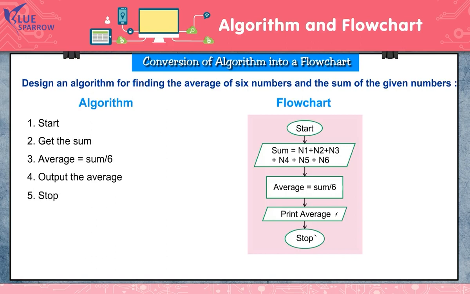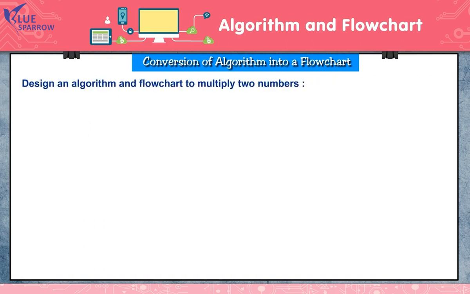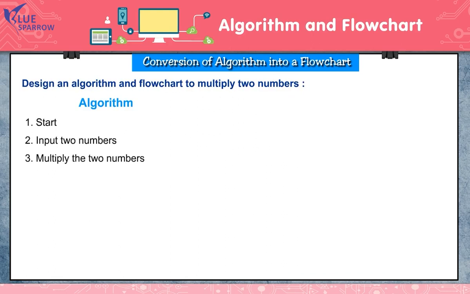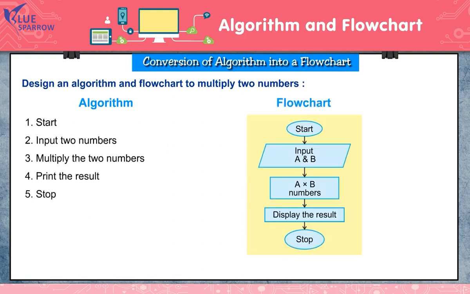Print average. Stop. Design an algorithm and flowchart to multiply two numbers. Algorithm. Start. Input two numbers. Multiply the two numbers. Print the result. Stop. Flowchart. Start. Input A and B. A multiplied by B.